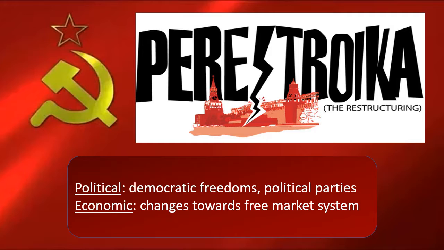Economic perestroika allowed for some private businesses and ended the price controls established by the government for the past 70 years. The goal was to create something similar to a free market system, or capitalism, which Gorbachev hoped would revive the struggling Soviet economy.